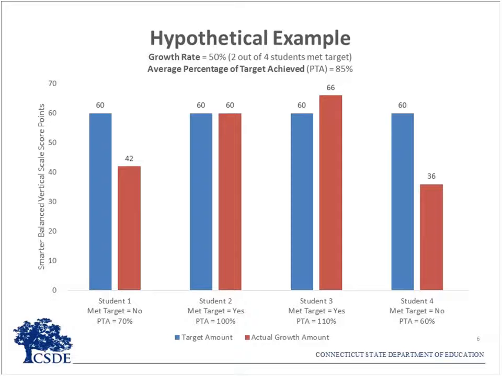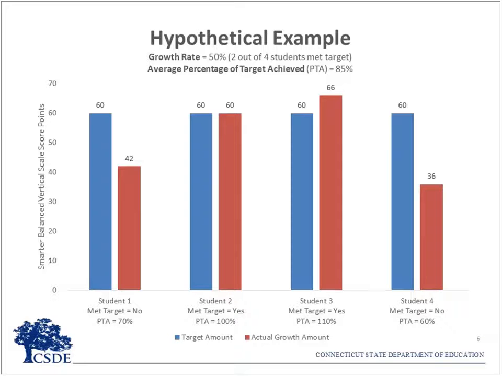Now the average percentage of target achieved looks at the percent of target achieved by each student and then averages those percentages to say, actually the average percent of target achieved is 85%, because 2 students either met or even exceeded their target, but the other 2 students who didn't meet their target actually made some headway towards that target. So we want to recognize and give credit for that growth.